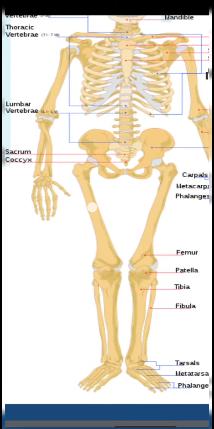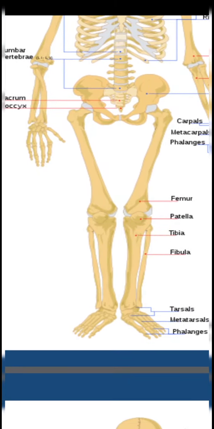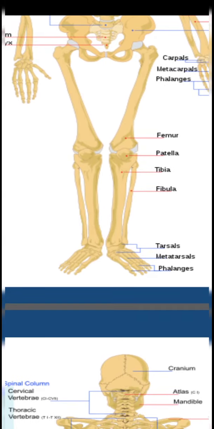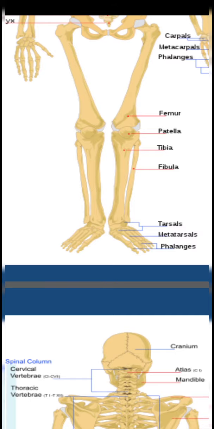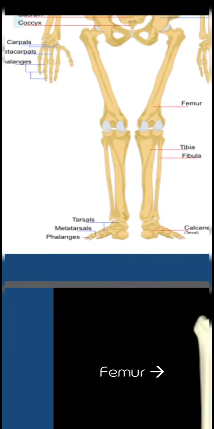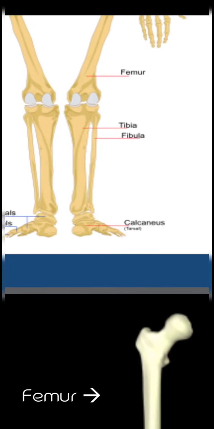Then there is this bone known as femur, tibia, fibula. Larger one is tibia, smaller one is fibula. Then there are tarsals, then there are metatarsals, then there are phalanges. Here one bone is mentioned. This bone is known as calcaneal bone, calcaneus. It is the bone which bears the weight of the whole body, and it is easily fractured if we fall from heights.